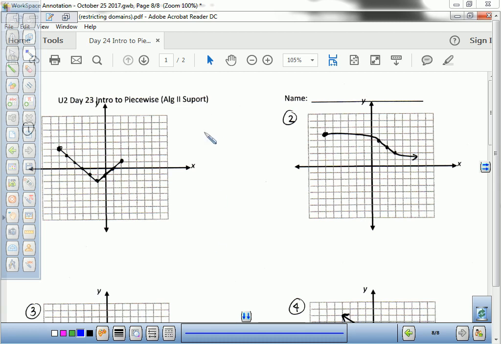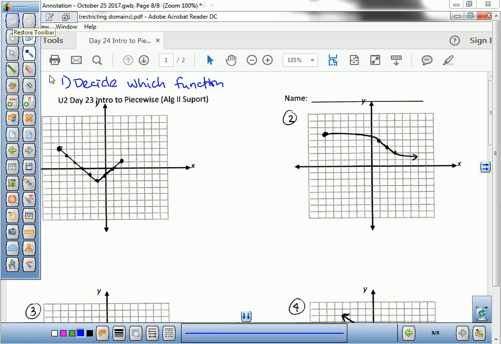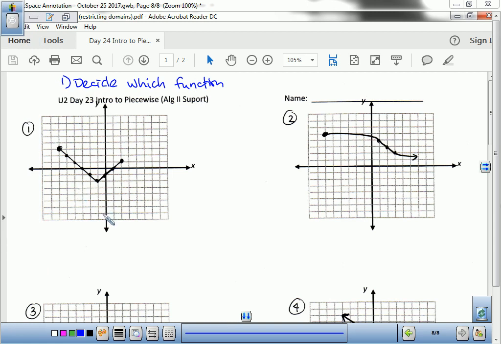All right, so when we start doing these, step 1 is to decide which function it is. Okay, so that's the first thing we have to do. So step 1, decide which function it is. All right, and number 1, what is the V? What's absolute value. That is absolute value.